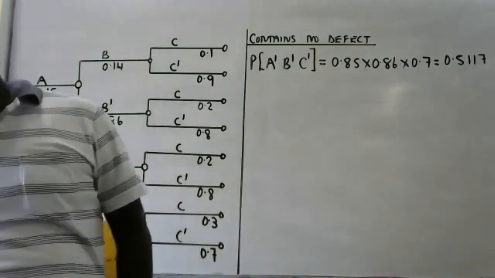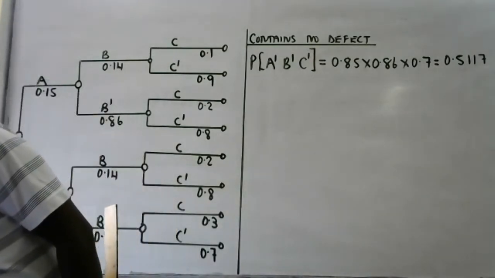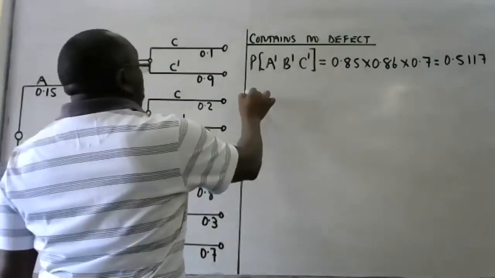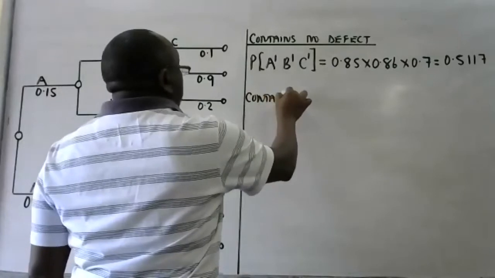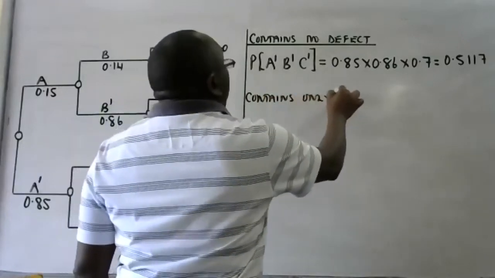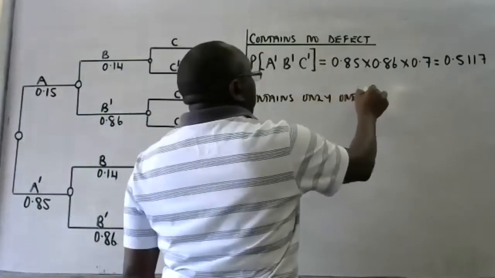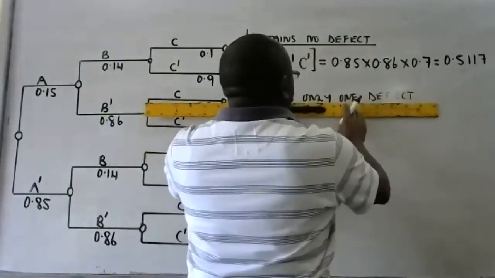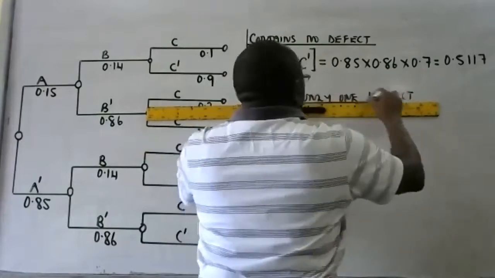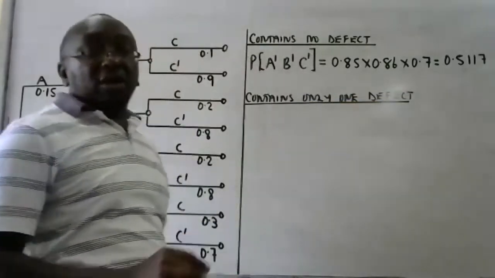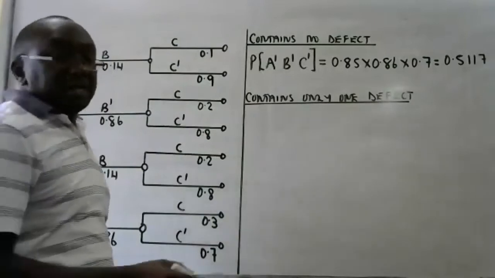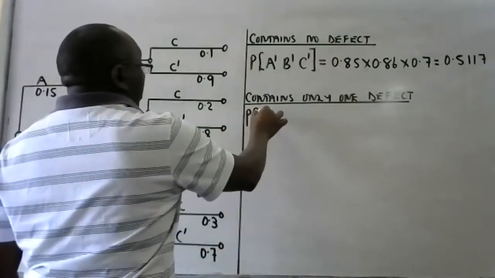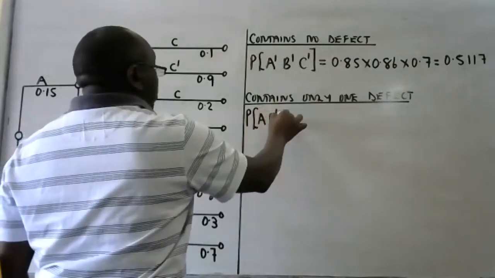The next one is contains only one defect. So if you contain only one defect, there are three possibilities. Either you have A, but you don't have B, and you don't have C.